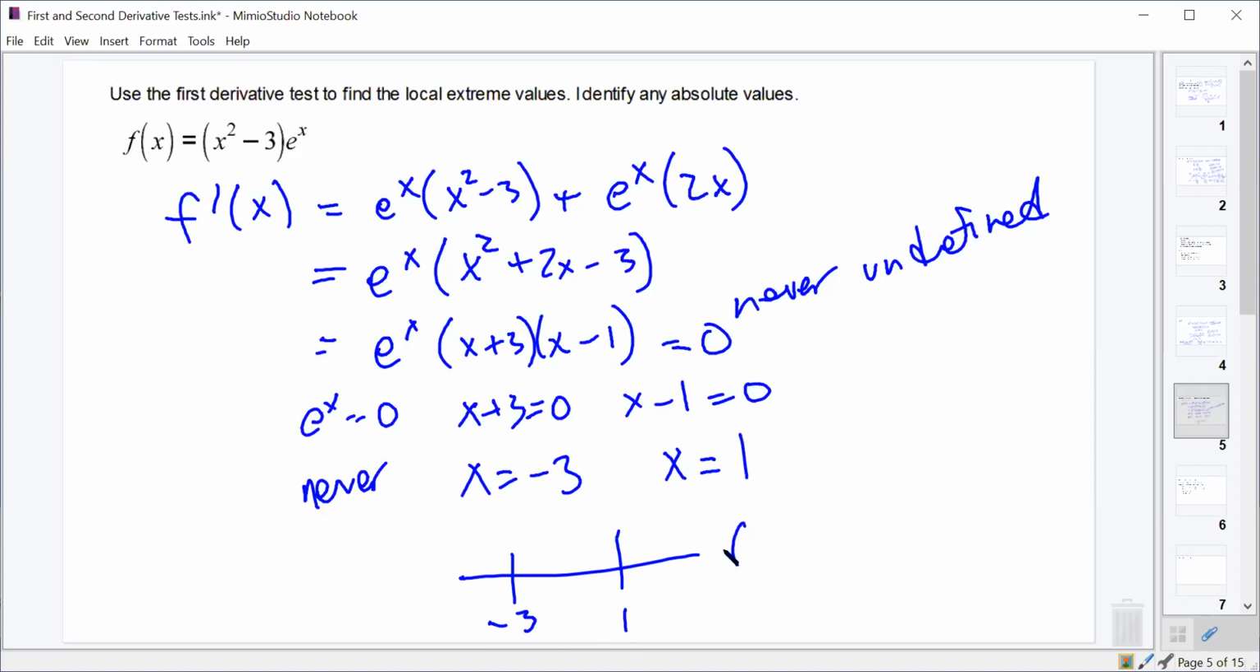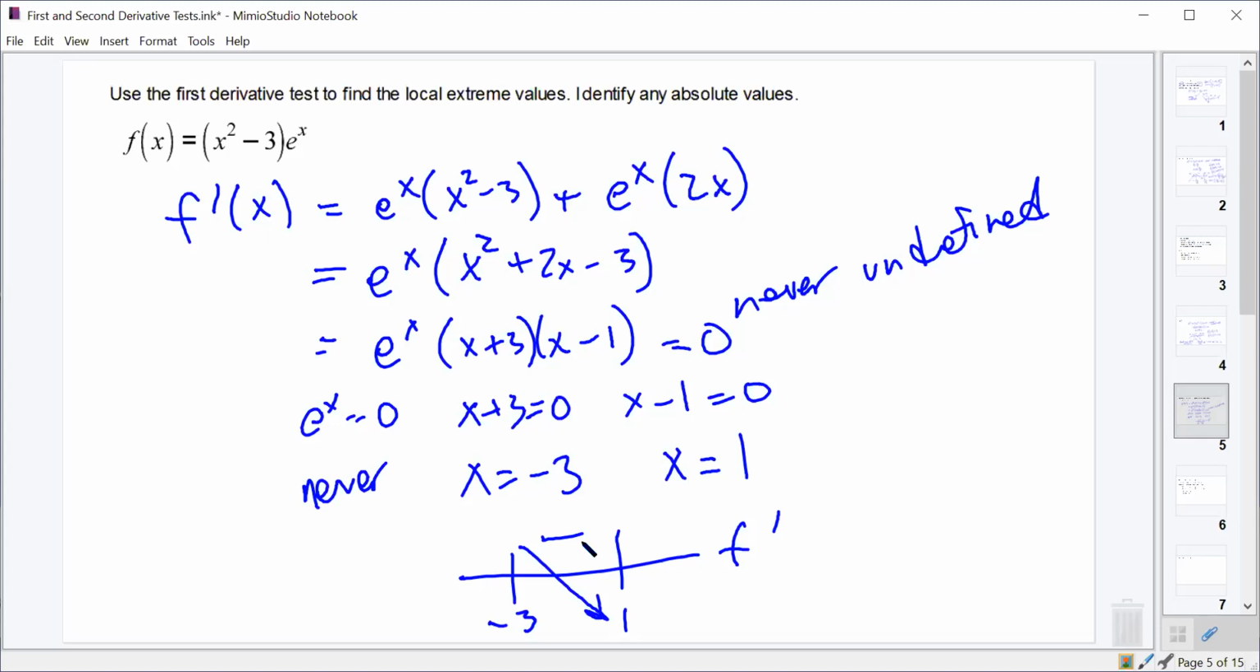So we've got two values to put onto our sign chart. What's something between negative 3 and 1? 0, yeah. So plug in 0. This is e to the 0. In fact, e to any number is always going to be positive, right? We take a positive number and raise it to any power, we get a positive. So this is always positive. And then 0 plus 3 is positive, and 0 minus 1 is negative. So we end up with a negative in between there.